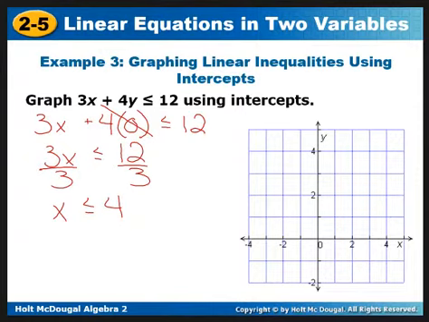I filled 0 in for y, and I got 4 out. So essentially I have 4, 0. That would be something that's on my line. 4, 0, which would be over here.